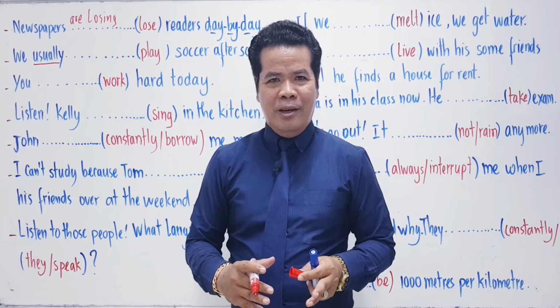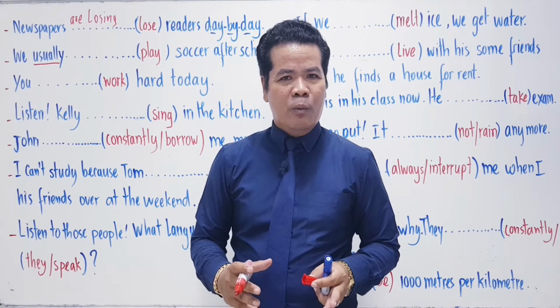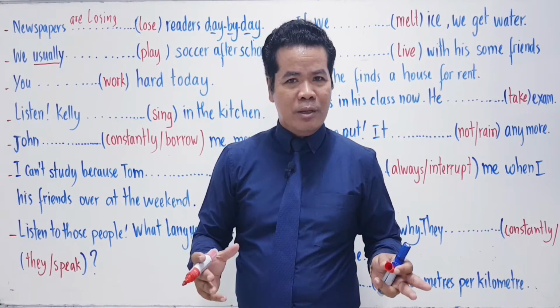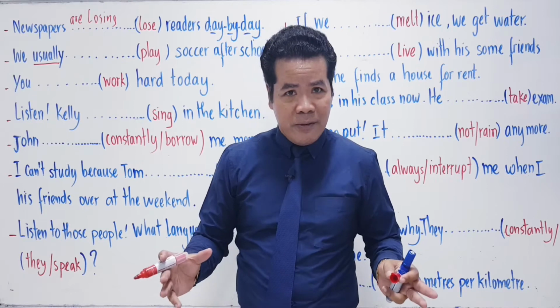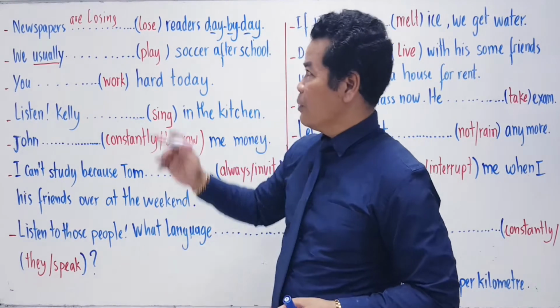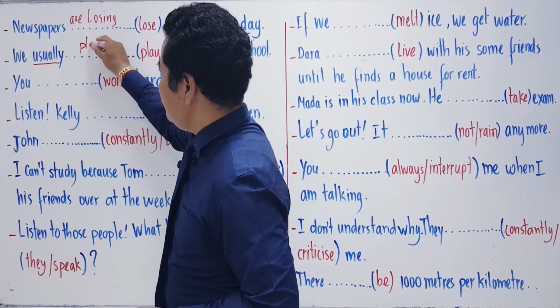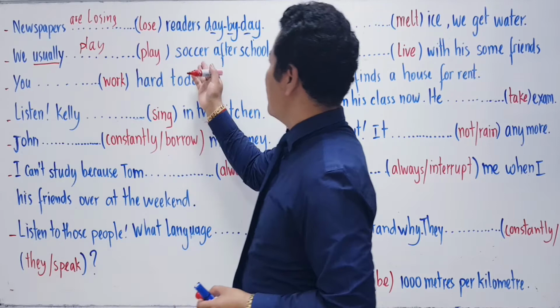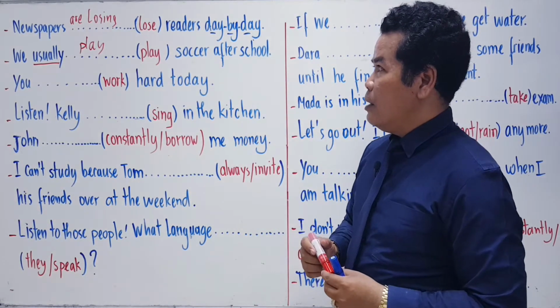Understand? So, what tense are we supposed to use? Are we supposed to use the present simple or present progressive? Present simple. So what do we have? We usually play soccer after school. Now, let's go to the next exercise.